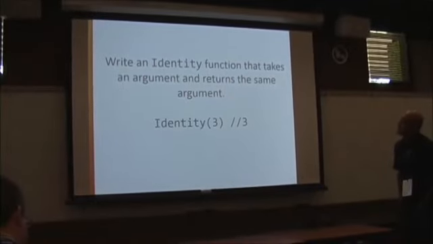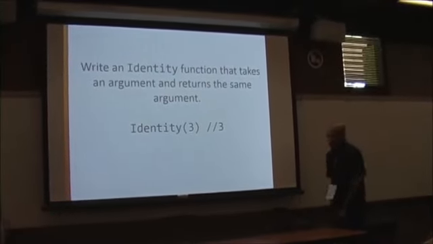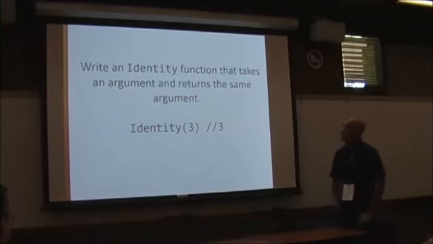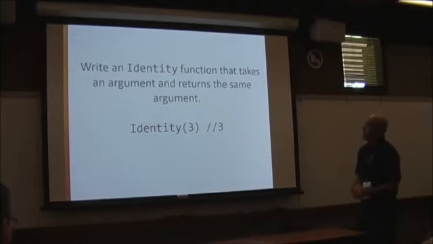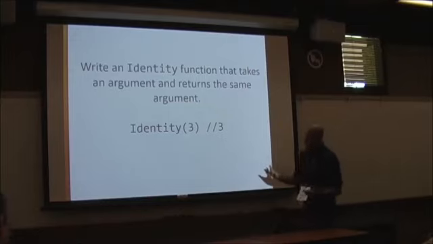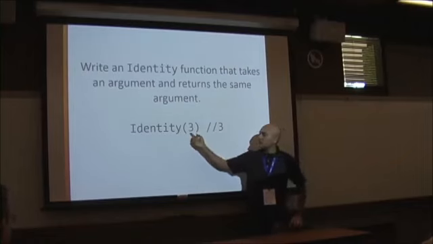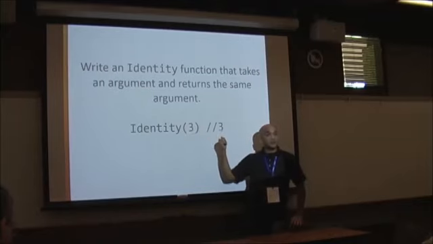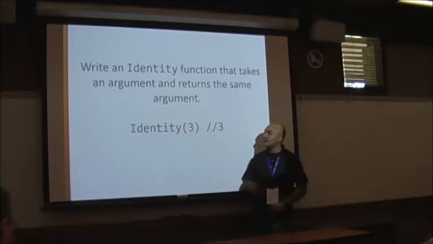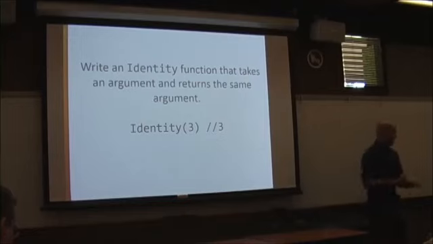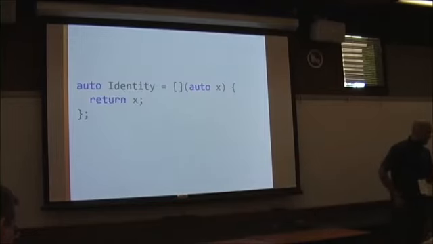So here is, you don't really have to write, but just start thinking about it. Write an identity function that takes an argument and returns the same argument. So, a lambda that takes a parameter, and when you call it, it's like a function call, and it returns. It's really, really simple. We will get more into it, but it's a function that returns its argument.